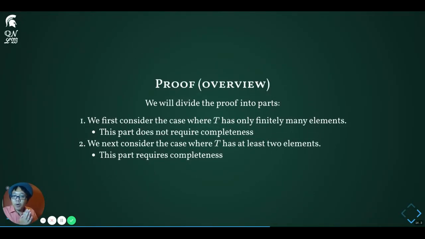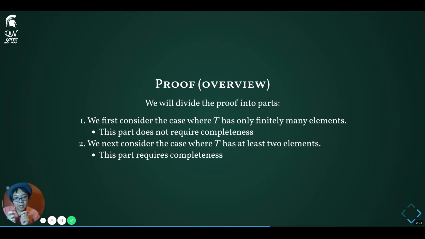Let's give a proof of this proposition. We will divide the proof into two parts. First, we consider the case where T is finite. I note that in this case, to prove the least upper bound property holds, we do not need to invoke completeness. Second, we consider the case where T has at least two elements. Note that the two cases have significant overlap. The only case not in case 2 is when T has only one element.